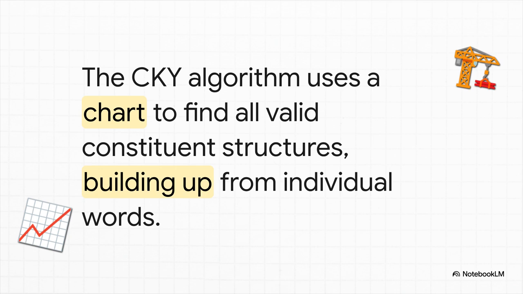The algorithm starts with the single words at the bottom and then just methodically tries to combine them, checking its rule book every single step of the way. If a combination is valid, it adds it to the chart, building bigger and bigger blocks until, bam, it finds a valid structure for the whole sentence.